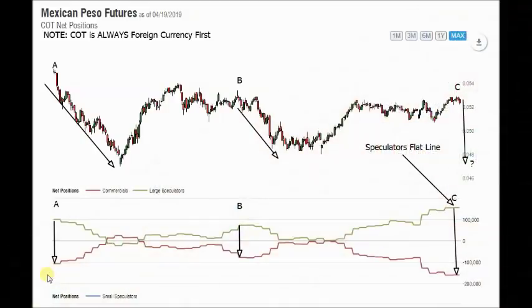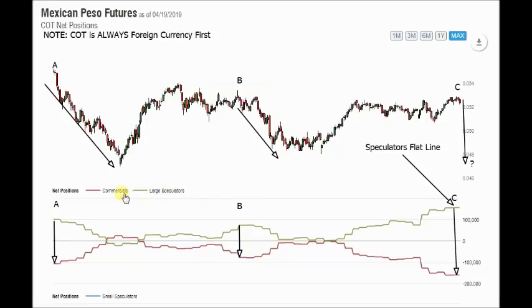Right, what we're going to do is go and take a look at the trade setup, and a quick look first of all at the COT net traders positions. Very quickly, before we go and draw our levels of entry, stop and target. For anyone new to the COT, as I've noted up here, it's always foreign currency first, so we're looking at MXN USD. We of course trade USD MXN, so I'll turn the chart the right way around when I draw my levels. We're just on this chart simply to see what the commercials and the large speculators are doing.